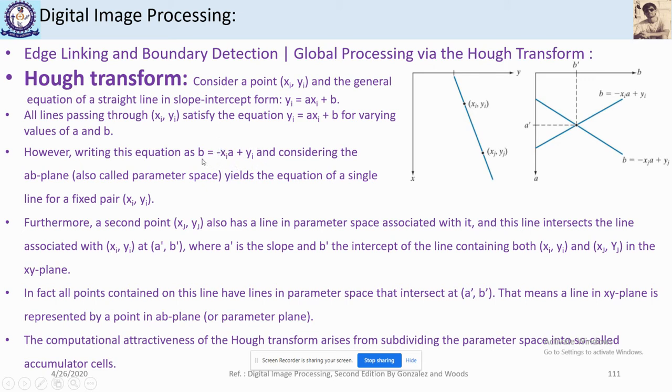If I consider b = -xi a + yi, that means in this parameter plane with axes a and b, this is the slope of the line and this is the intercept of the line. So this is this line, b = -xi a + yi. Corresponding to each point, we will have a straight line in the Hough transform plane, or the parameter plane.